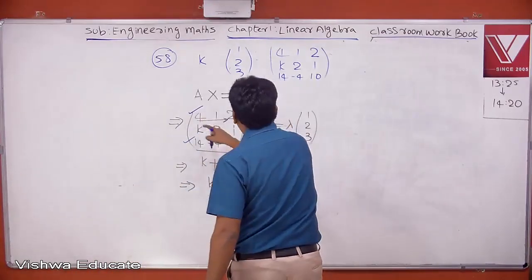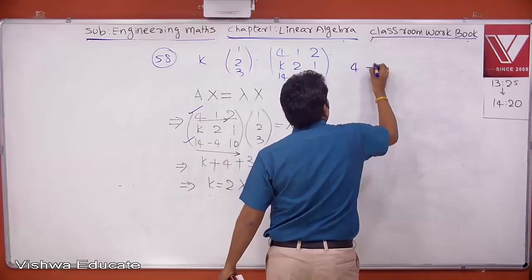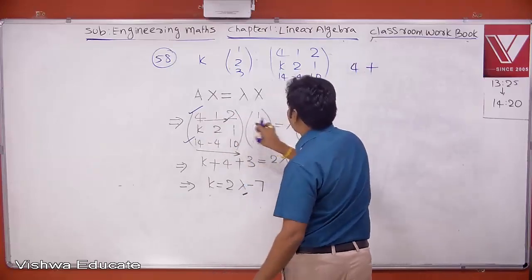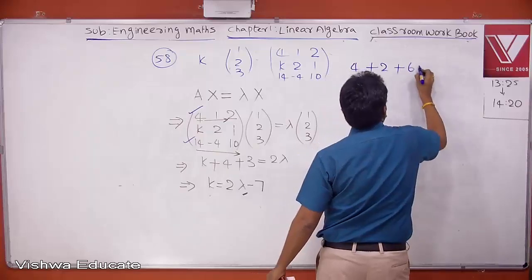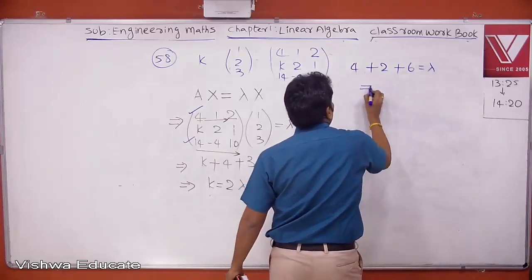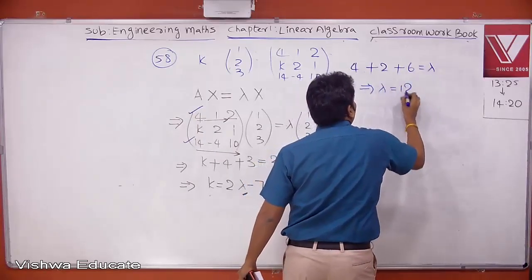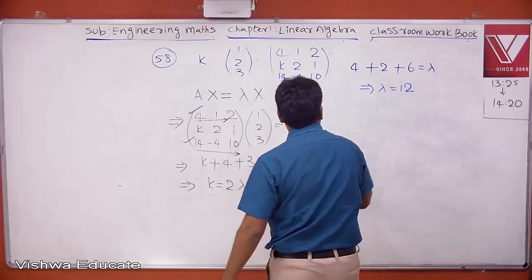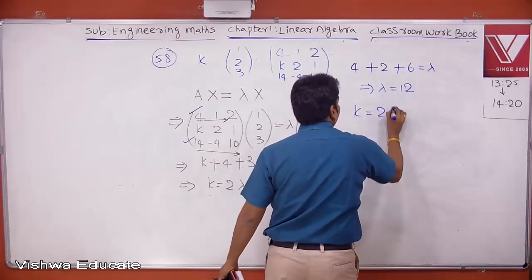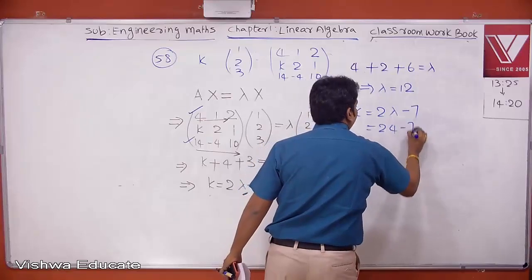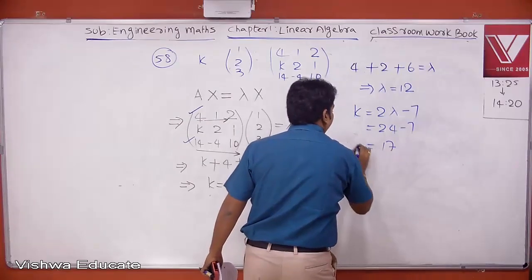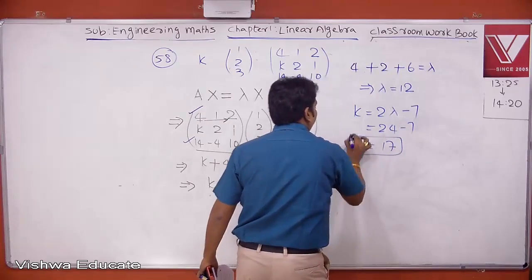Now expand the first row. So this is 4 plus 4 into 1 plus 1 into 2 plus 2 into 3, 6 equal to lambda. So this implies lambda equal to 12. Now we got lambda, replace the lambda value here. So k equal to 2 lambda minus 7, so this is 24 minus 7. So the k value is 17. Note this.